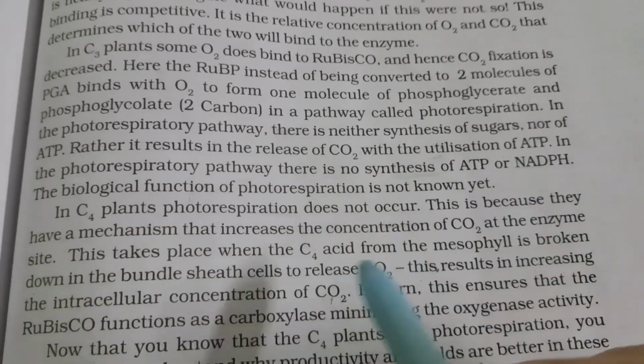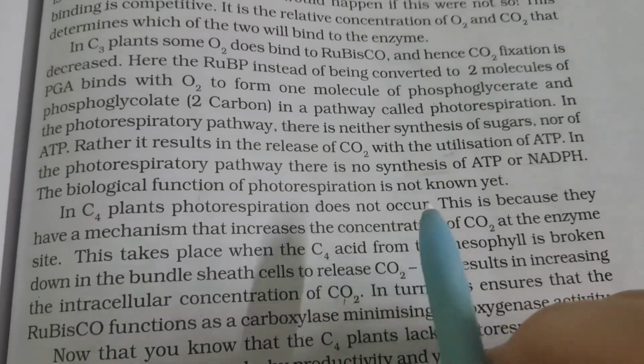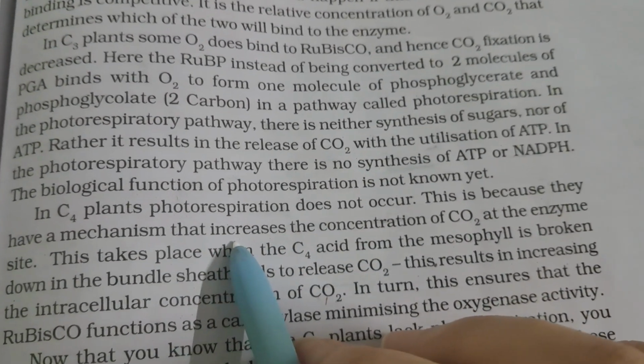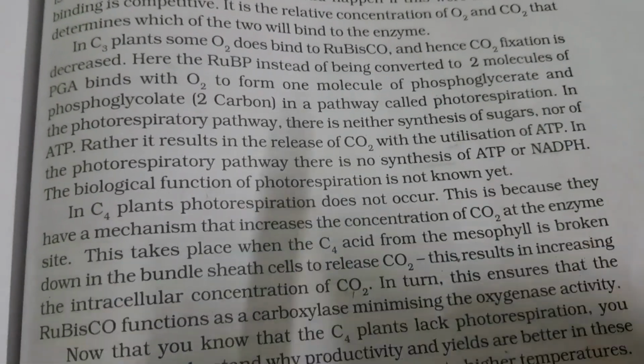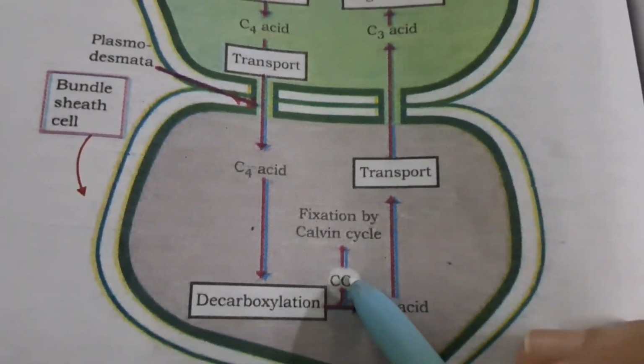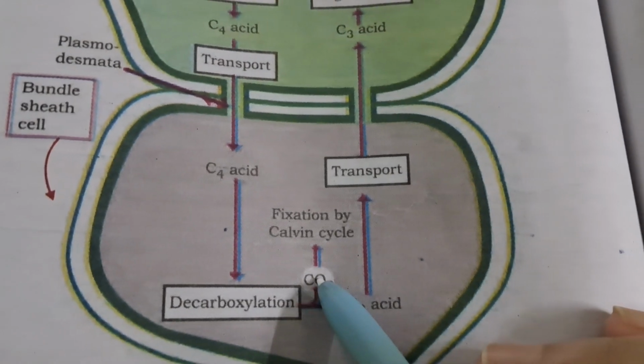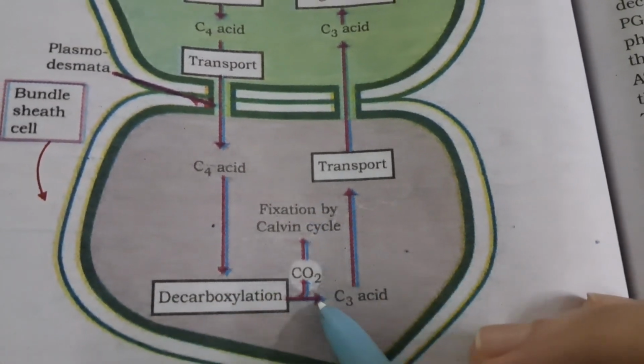But in C4 plants, what happens? The CO2 concentration will always be more compared to O2. That is why there is no chance of them undergoing photorespiration. Because every time here 1 CO2 extra is produced, that will always maintain the increased concentration of CO2, and as a result there is no chance for C4 plants to undergo photorespiration.